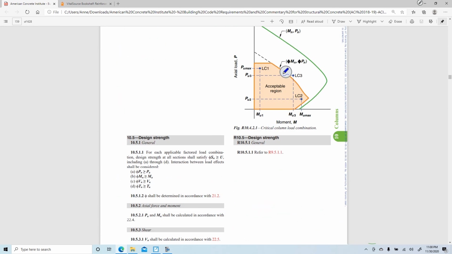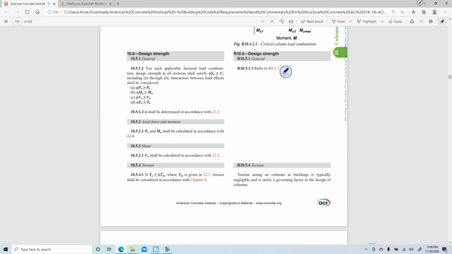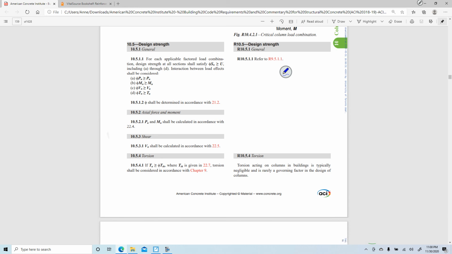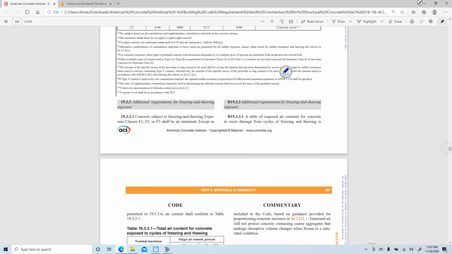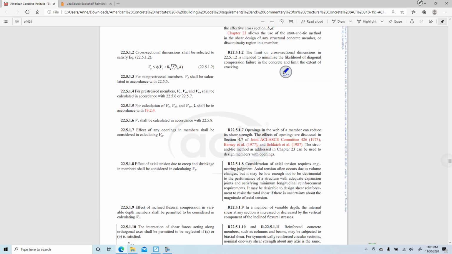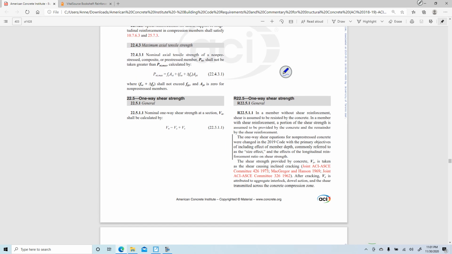Required strength, that's fine. Design strength, VN. Axial force, that tells us how we calculate axial force at the moment. The shear capacity is in accordance with 22.5. So I go to 22.5. That'd be cool if that was a hyperlink, but apparently it's not. 22.5, which is the same that we used for shear for beams. One-way shear strength.